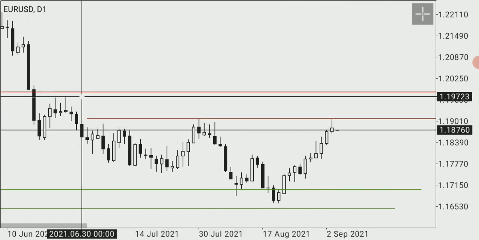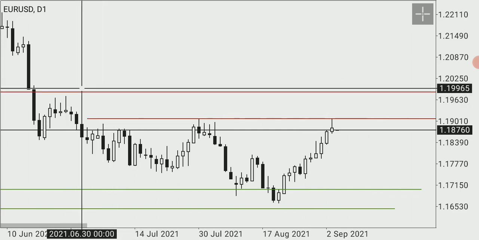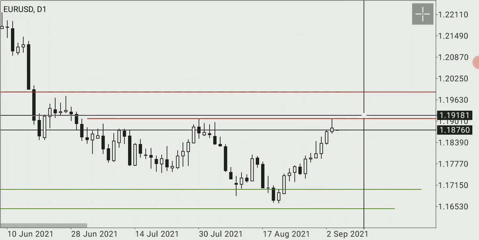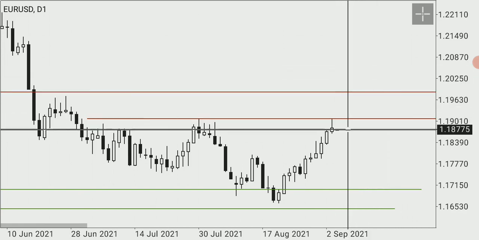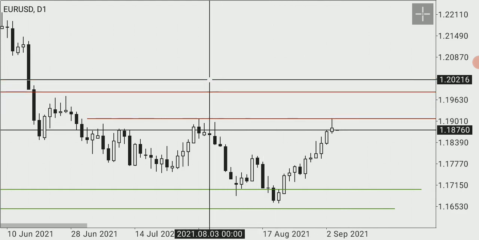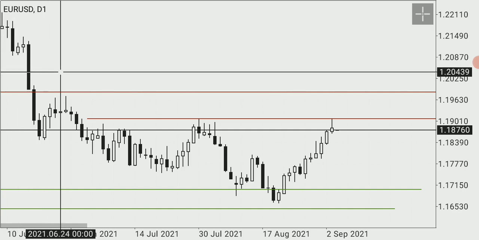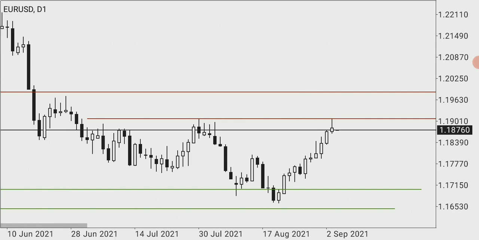We have this high right here, this liquidity zone right here that still needs to be taken. So I want this market to actually trade higher, taking out this high and then taking out this high. Then we'll see if we can get down to filling this fair value gap. Alright, so I'll be bullish for the currency pair.